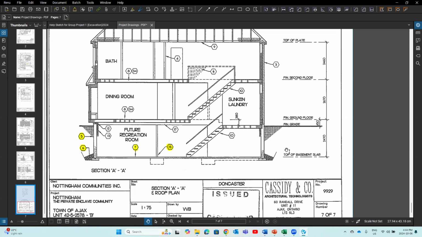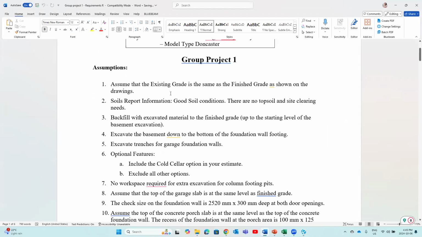So the first thing we need to find out is where the existing grade is. You see, this is the final grade or finished grade, but we don't know where the existing grade is. We also need to know the soil type or condition of the soil. So we are going to read the assumptions. Those are the extra information I gave to you. As you see, assume that the existing grade is the same as the finished grade, the final grade, as shown on the drawings. Based on the soil report, we have good soil condition. I also say there are low topsoil and site clearing needs. So for this specific project, we don't have topsoil. We also don't have any trees or grass on the site. So we don't need to do site clearing.